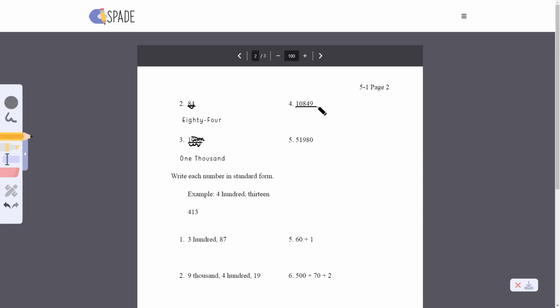Number 4, it's a little bit of a bigger number, but still okay. We know that tens, hundreds, ones, tens, hundreds, thousands, 10,000s. So that would be 1 in the 10,000s place, 10,000. You skip the 0. Second number is 8 in the hundreds.